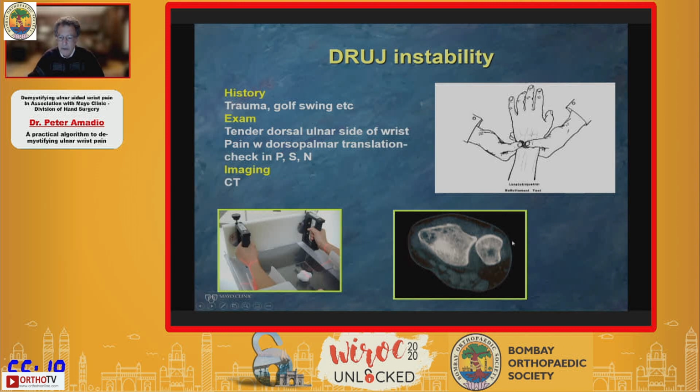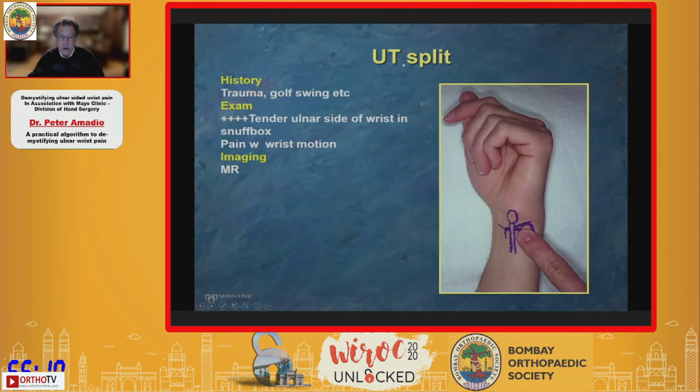And then imaging, as I've already suggested here, CT scan is probably the best way to quantify distal radial ulnar joint instability. A ulnar triquetral split tear, which Dick described classically as a very severe tenderness in this ulnar snuff box or fovea. So that's probably the classic physical examination. And again, it's a kind of twisting wrist motion aggravation, usually associated with a specific injury, although sometimes it can be more indolent. And MR imaging and arthroscopic imaging would be the best ways to see that.